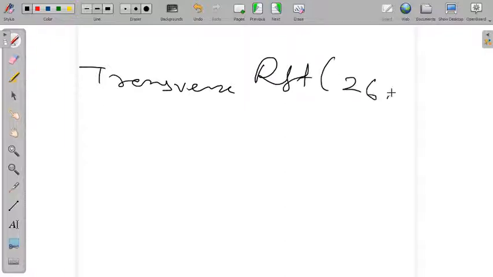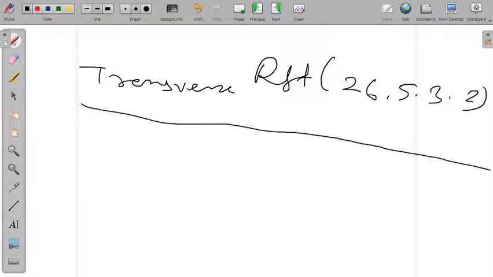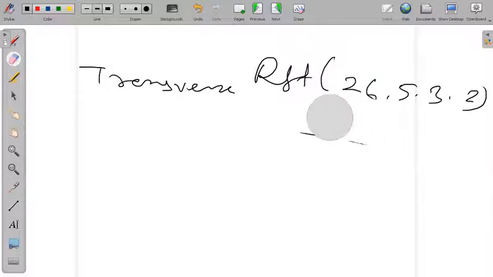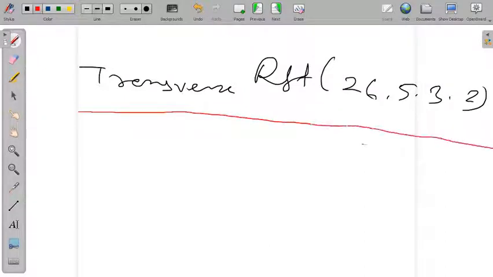Clause number 26.5.3.2. Okay, you will open the code book and see in clause number 26.5.3.2 what is written there. Clause number 26.5.3.2 has given details on transverse reinforcements and their arrangements.